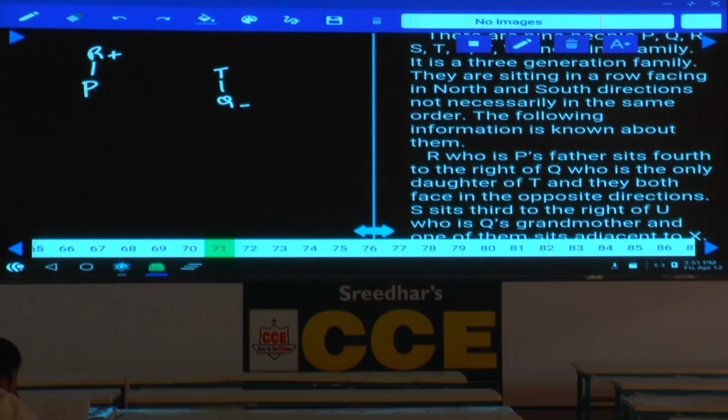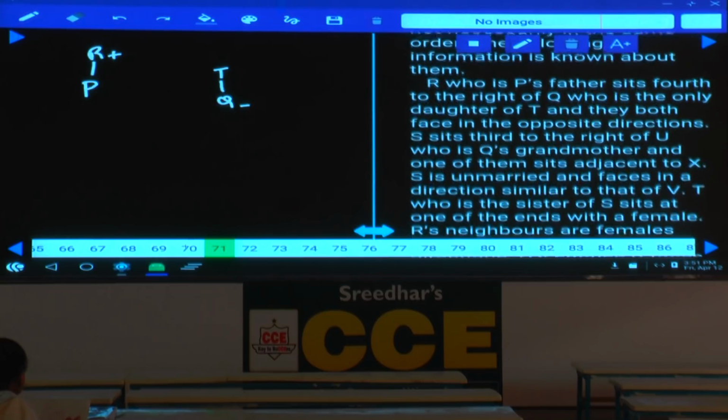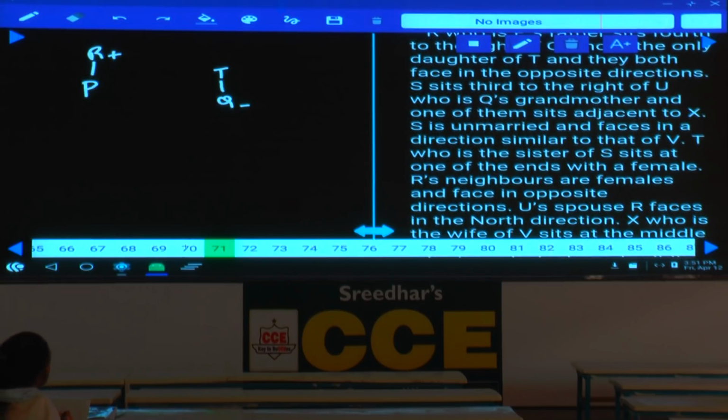And they both face in opposite directions. These two persons are facing opposite. S sits third to the right of U, and U is Q's grandmother. Now U is here. Since U is Q's grandmother, Q will be somewhere here, isn't it?